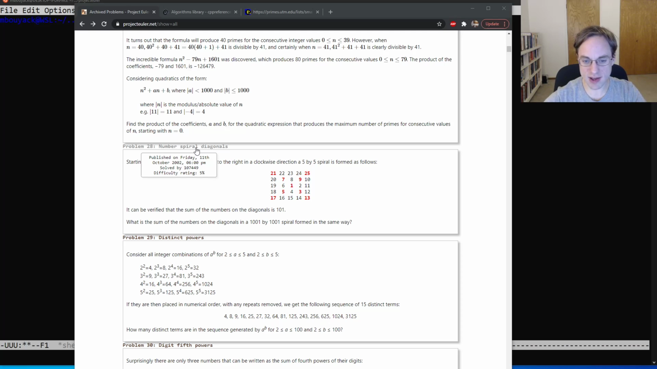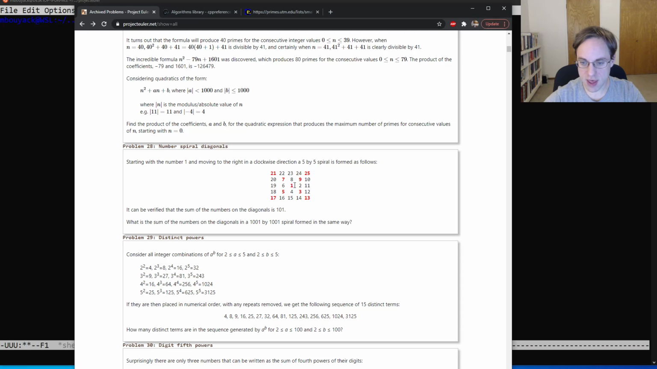So this problem asks a question about the natural numbers arranged in a spiral pattern with 1 in the center and consecutive natural numbers spiraling outward and upward. In particular, it asks us to find the sum of the numbers along the two diagonals when the grid has dimensions 1001 by 1001.